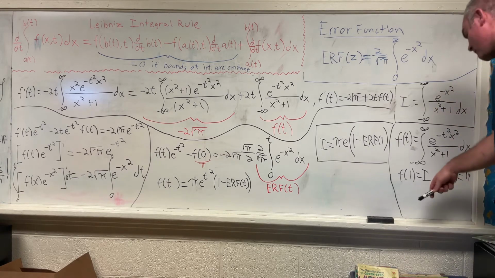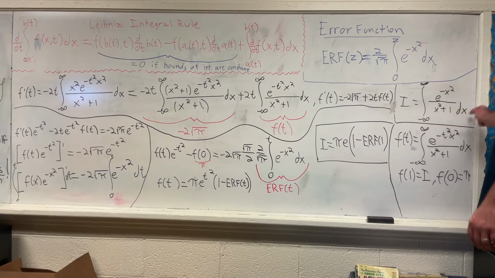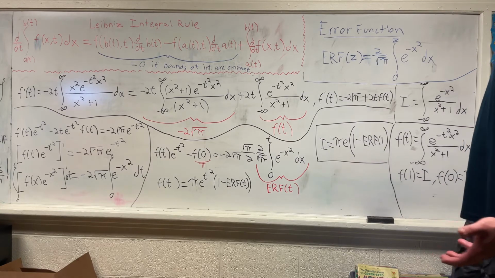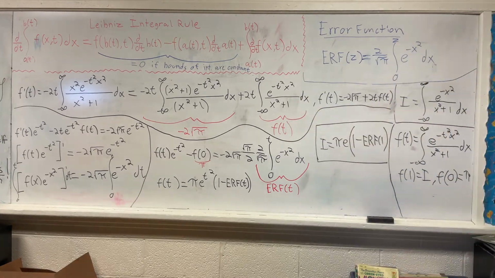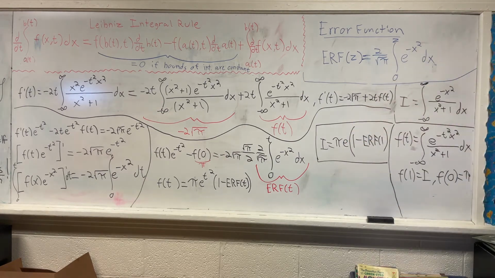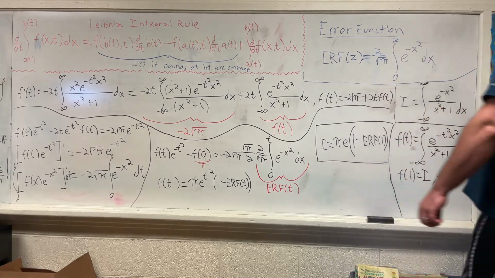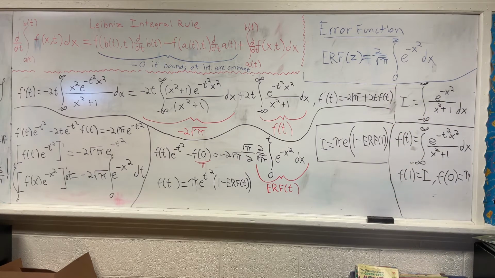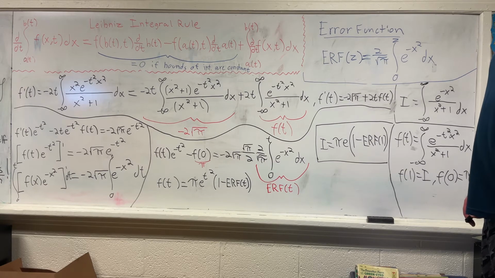So now all we have to do is plug 1 into that to find the answer to that integral. What we get if we plug 1 into that equation is that I is equal to pi times e to the 1, which is simply e, times 1 minus ERF of 1. And I hope that was clear enough. Like I said, go ahead and rewind that video, pause it, verify my work. There was a lot of work involved in this, a lot of room for mistakes, and I am not perfect by any means.